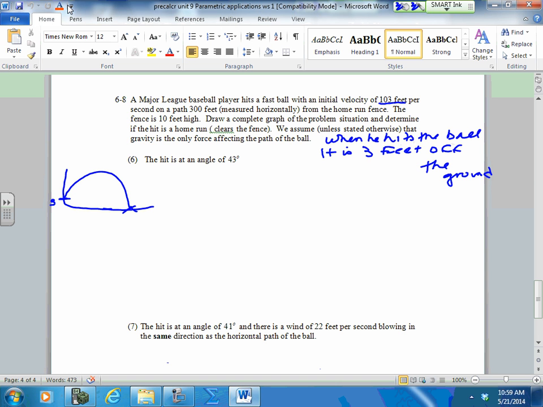It should look like this. It should have a fence here that he needs to clear. Now, he hits the ball at an angle of 43 degrees. So let's set up our two pieces. So your velocity, each one of these is velocity. Your cosine and your sine, they each have an angle. And our angle we're going to use is 43. Okay. Now, your bottom, your top, let's leave these for a second.